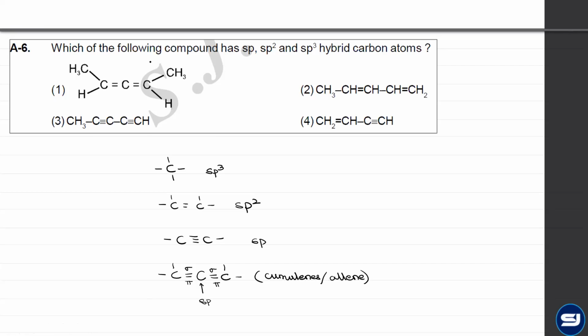ठीक है. So now कौन से कंपाउंड में तीनों हाइब्रिड कार्बन एटम्स है? Fourth. Fourth would not be correct because the first carbon is sp2, second is sp2, third is sp, and fourth is sp. There's no sp3 carbon. First one. Because first one में जो single bonded carbon है that is sp3 दोनों तरफ. ये क्यूमुलिन है तो ये वाला कार्बन sp.